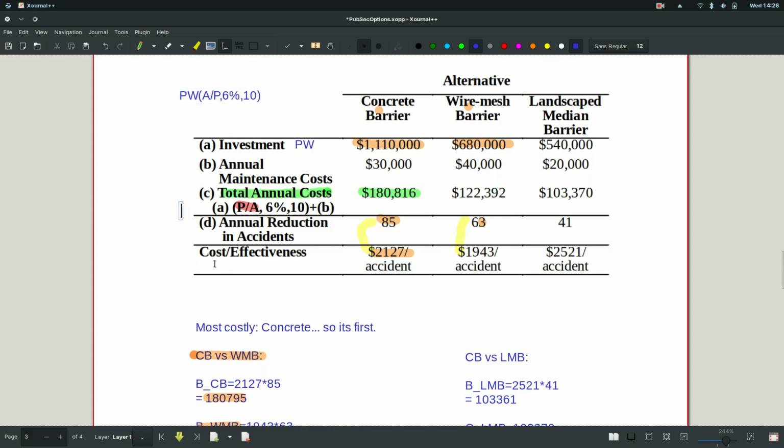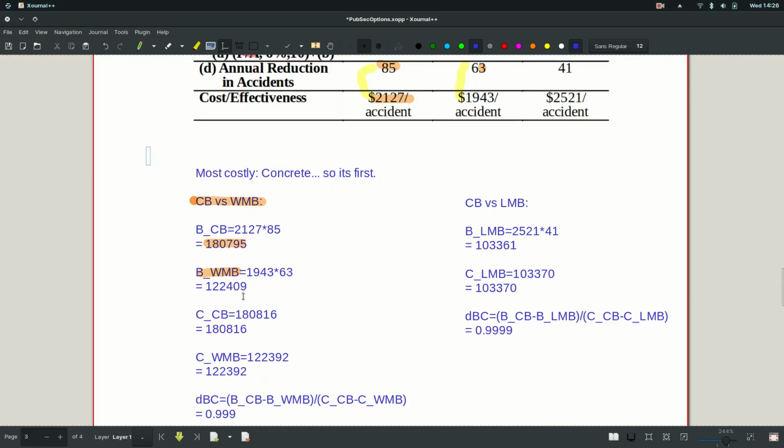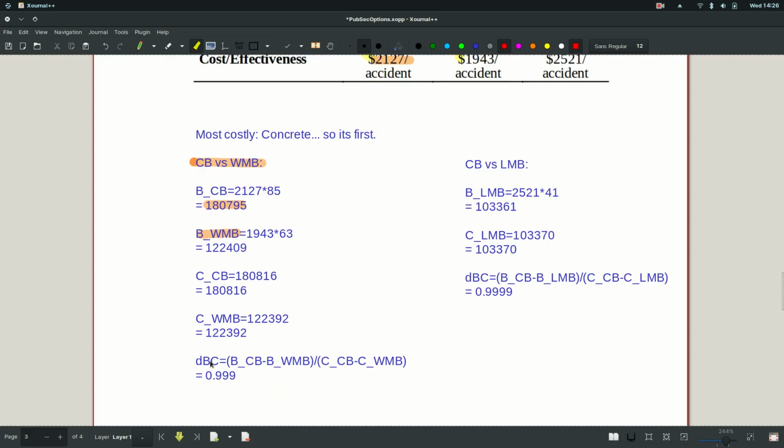So let's say they did get this correct, right? So I entered that in as my cost for the concrete barrier, and then I entered that in for my cost for the wire mesh barrier. And then just throw that into the delta BC, right? So this is the concrete barrier, which is the more expensive, minus the mesh barrier for the benefits. And then you've got the costs for the concrete barrier minus the costs for the wire mesh barrier. And I get 0.999. So technically, right?